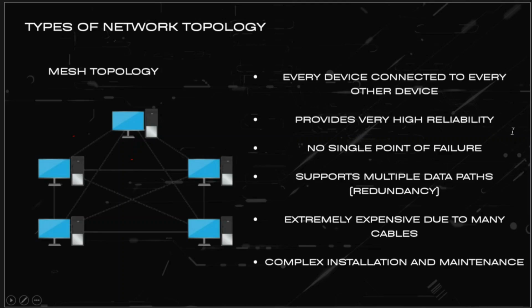So in a network of n devices, the number of cables required is n into n minus one. So these many cables we require here. So if you have 10 computers, you need 45 cables.